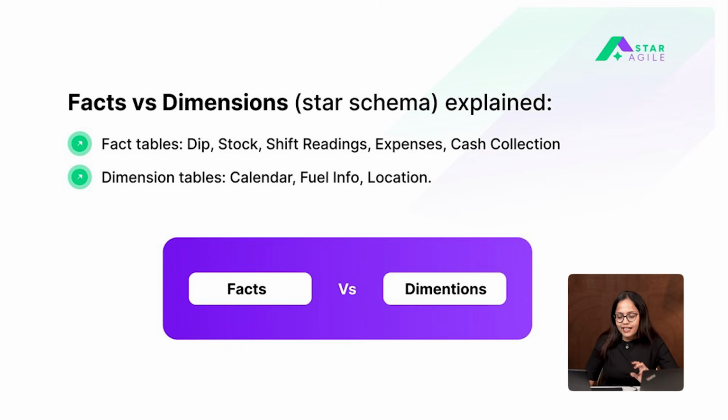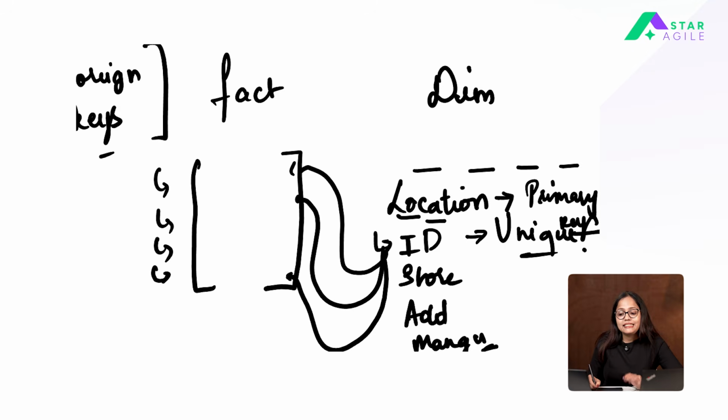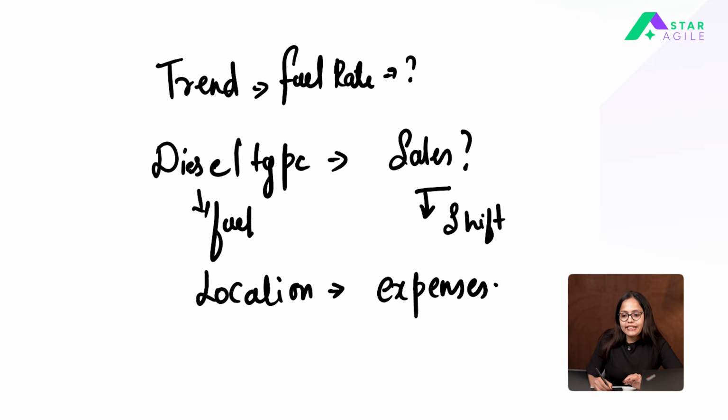So ideally, in our example, we have fact tables that are already loaded in the previous chapter, which is dip, stock, shift reading, expenses, and cash collection. Additionally, we'll be having 3 other dimensional tables, which is a calendar table, fuel info table, and location table. So these tables are basically created in order to answer these questions.